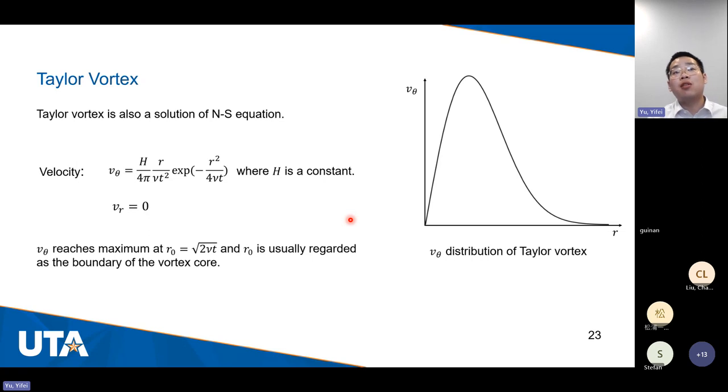And next, the Taylor vortex. Taylor vortex is also a solution of the Navier-Stokes equation, and it is somewhat like the Lamb-Oseen vortex. Its velocity expression is here, and you can see the graph of the rotational velocity is similar to that of the Lamb-Oseen vortex. Still, when r is small it is like a rigid rotation, and when r is big it is like a potential vortex. The rotational velocity reaches maximum at r0 equals square root of 2νt. So this number will be considered as the boundary of the vortex core.